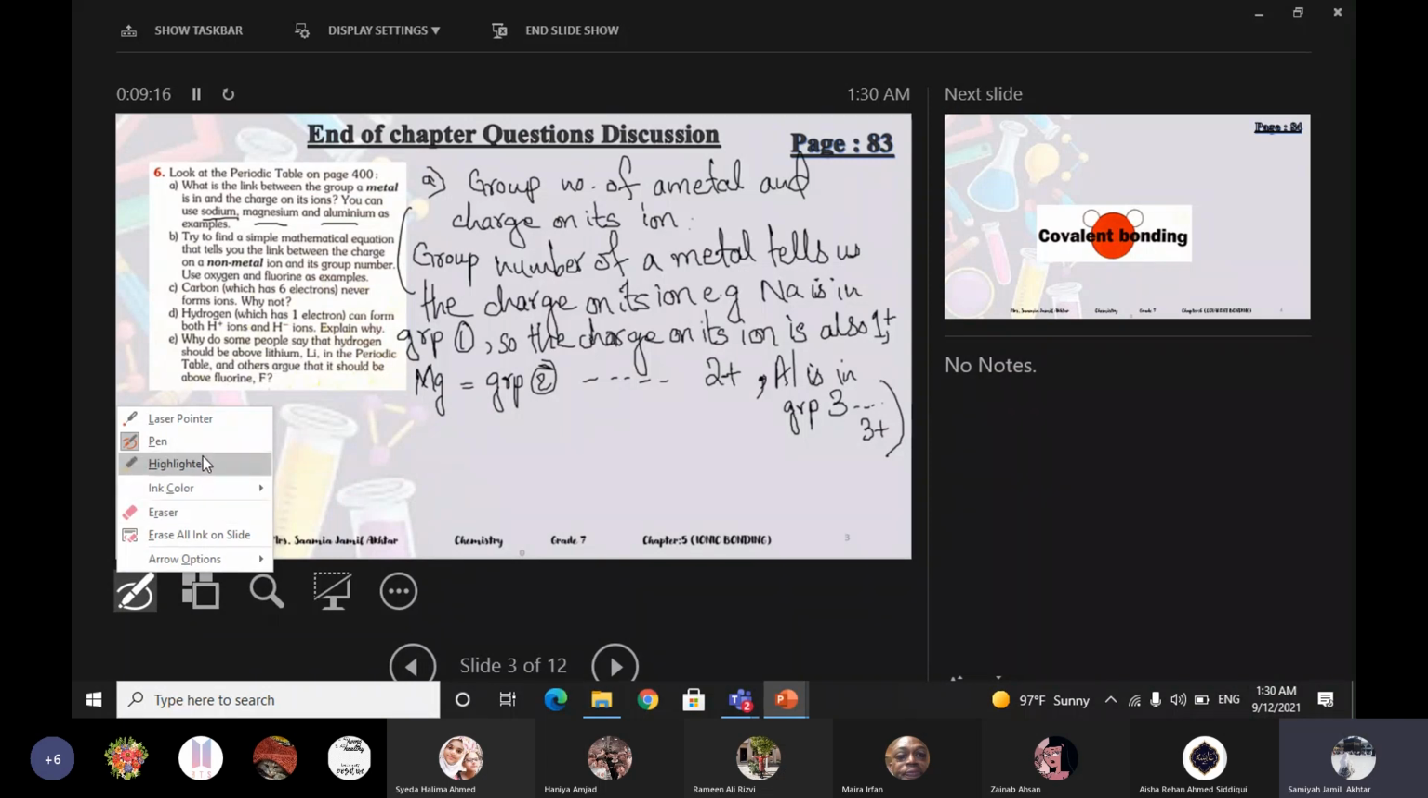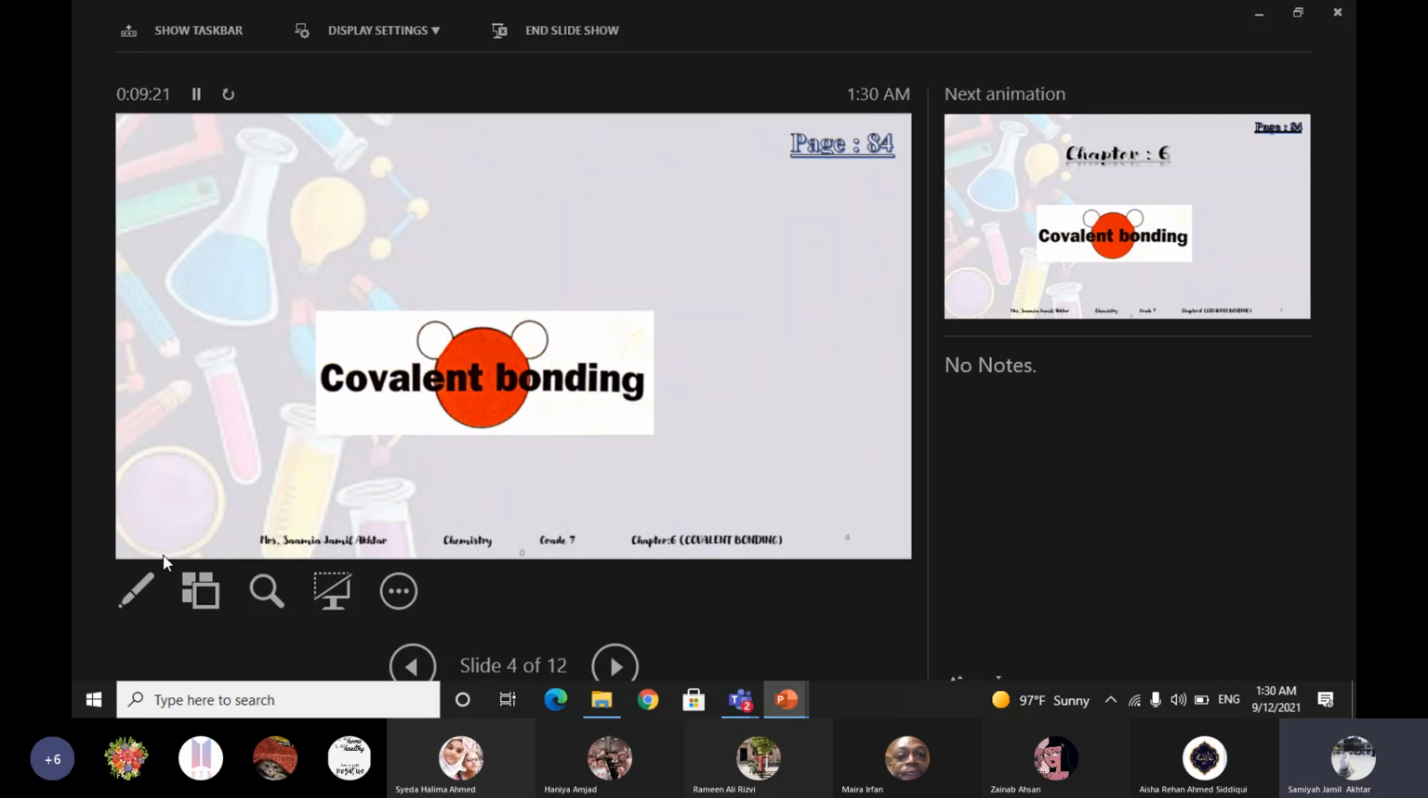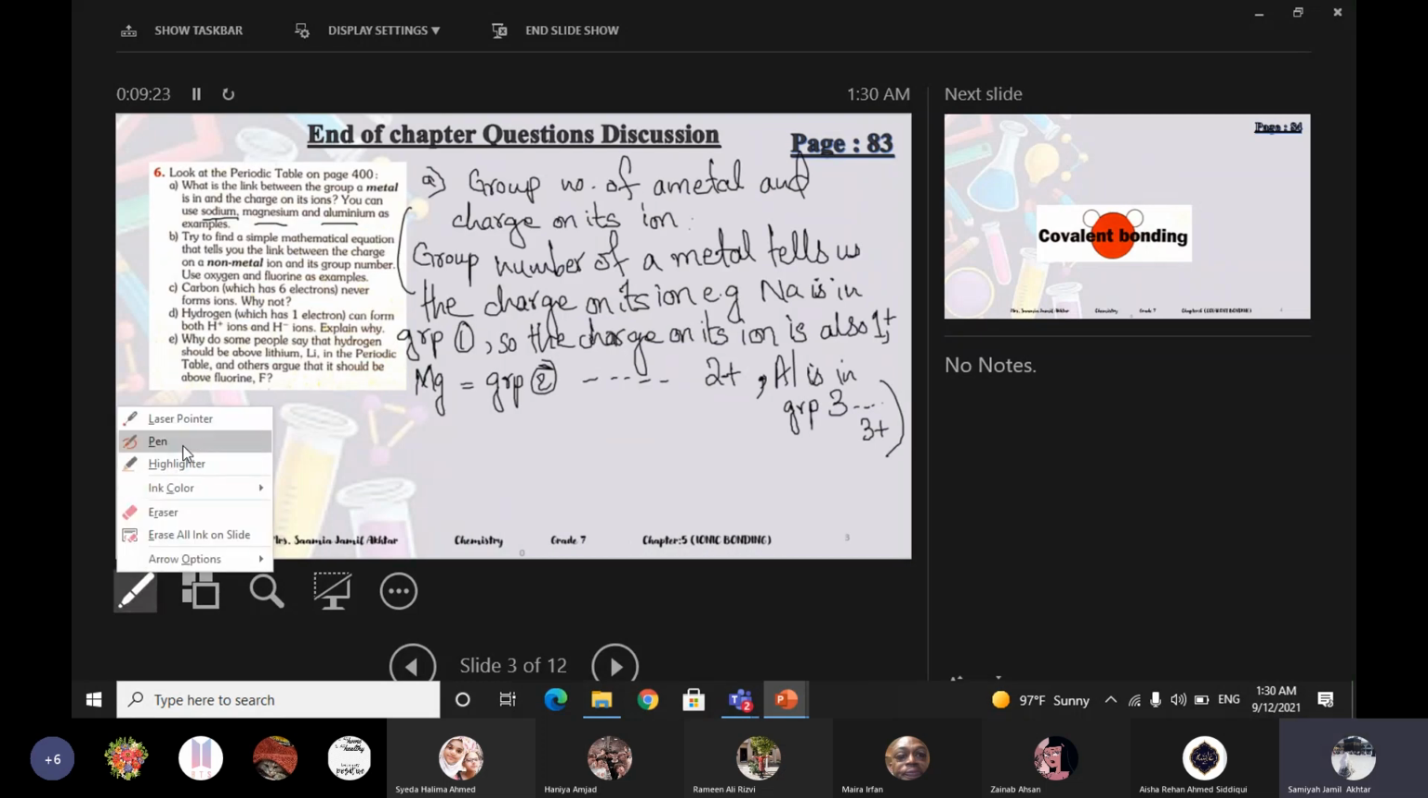Okay, now next question, part B. Part B is: try to find a simple mathematical equation that tells you the link between the charge on a non-metal ion and its group number. Use oxygen and fluorine as examples. Now, this question is about non-metals. So they are saying to develop an equation between the non-metal group number and the charge on its ion. You can use oxygen and fluorine as an example.